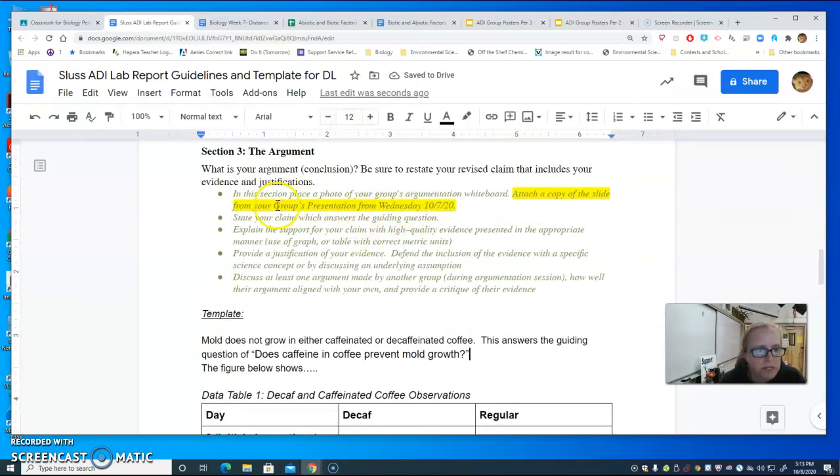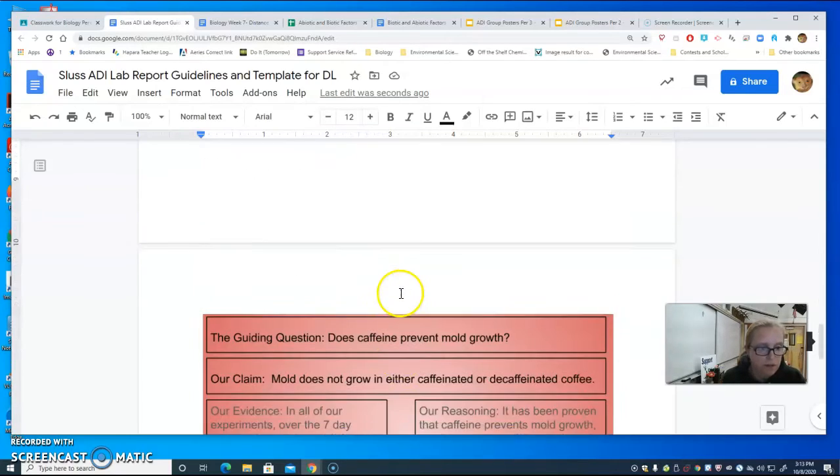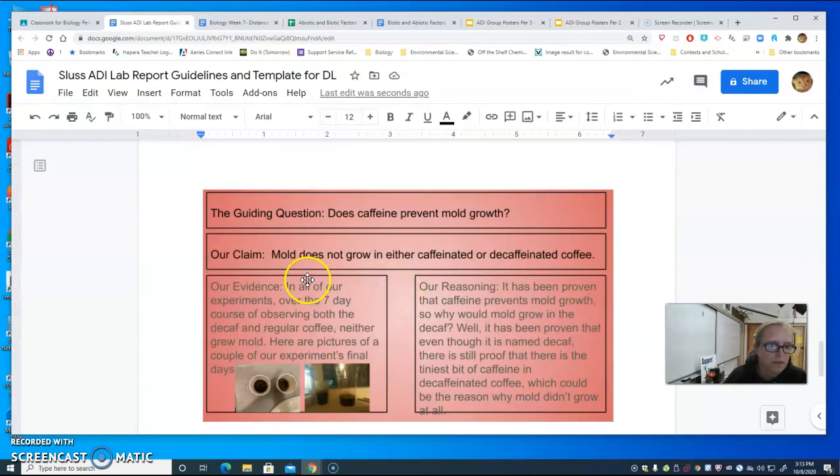Okay, so I did that. What is your argument? Be sure to restate your revised claim. That includes your evidence and your justification. So in my board, and this is where you would restate that, in all of our experiments over the 7-day course of observing, and your reasoning goes here too. So everything from your board feeds in there.